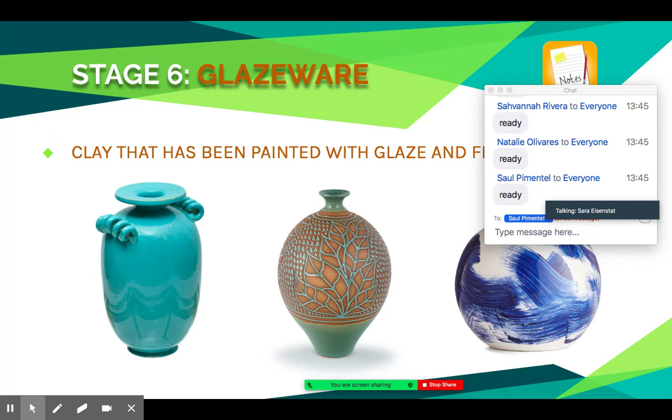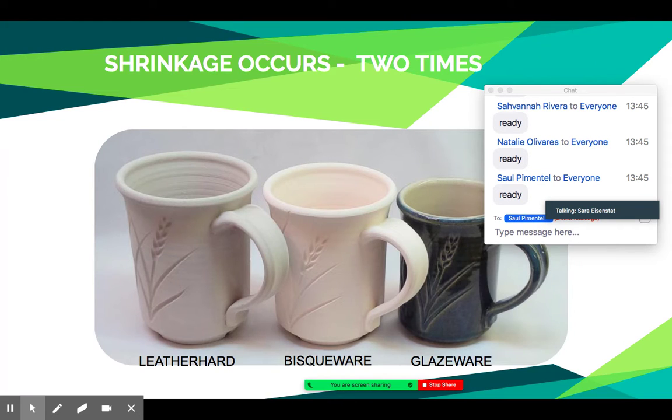Okay? So there's the 6 stages in a nutshell. It shrinks from start to finish. So after 2 firings, it shrinks consistently.